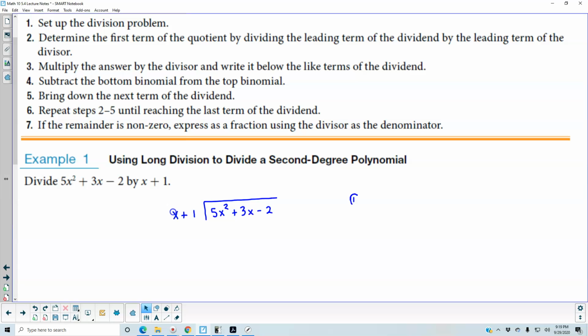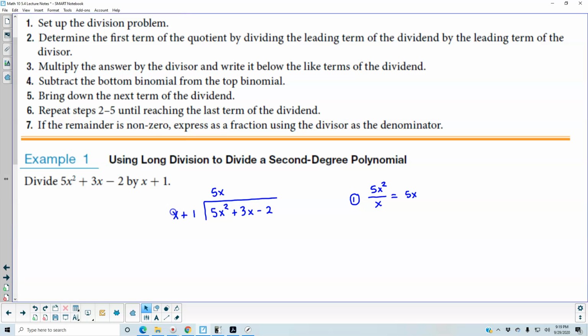The first thing we need to figure out is to look at the first term of the divisor and the first term of the dividend. The first term of the dividend is 5x squared. The first term of the divisor is x. We want to figure out how many times x goes into 5x squared, or what's 5x squared divided by x? Well, the answer is 5x. And so that's what we're going to write up here.